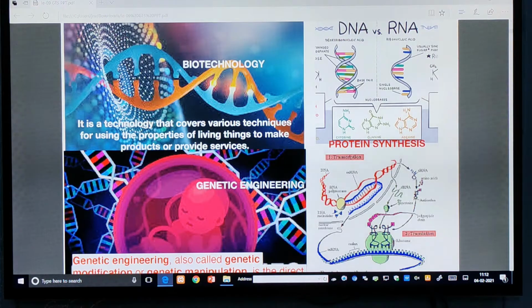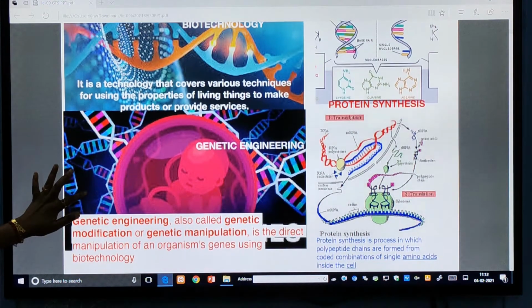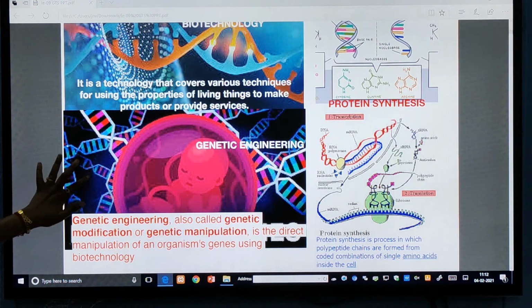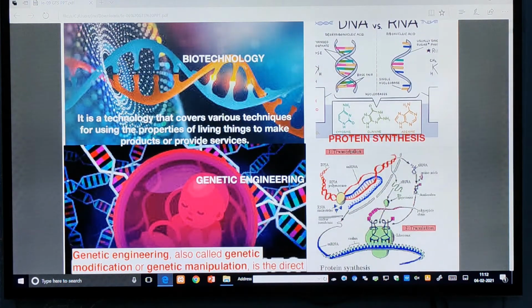Unless you have a knowledge about biotechnology and genetic engineering. What is genetic engineering? It is also called modification or genetic manipulation, that is the direct manipulation of an organism's genes using biotechnology. Then you should know what is biotechnology. It is a technology that covers various techniques for using the properties of living things to make products or provide services. That is the agenda of biotechnology.